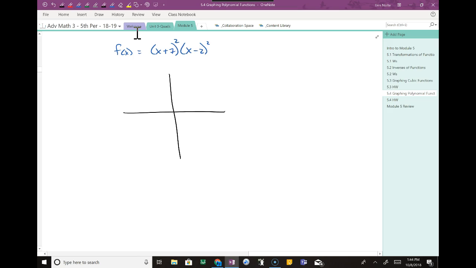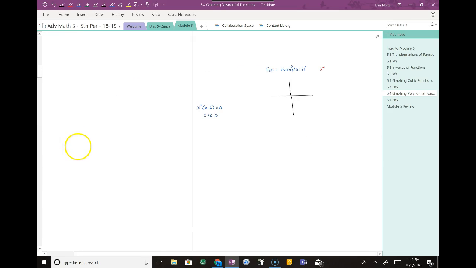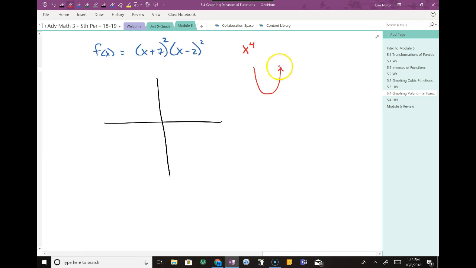Okay, so tell me what the leading term would be. Just the leading term. X to the what? X to the 4th power. Okay, so this is an x to the fourth power because you have x squared and an x squared. So what does an x to the fourth look like? Parabolic. So I know I have this like, whoa, sorry, I didn't mean to do that. Hands off.